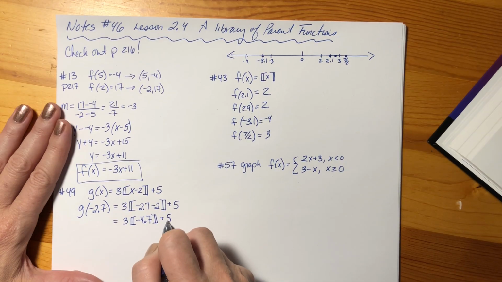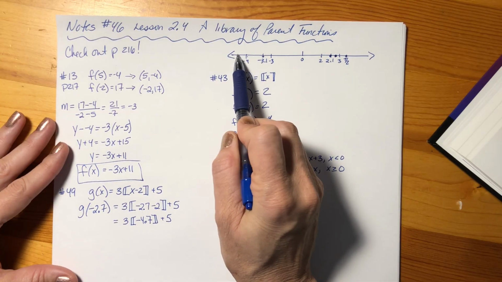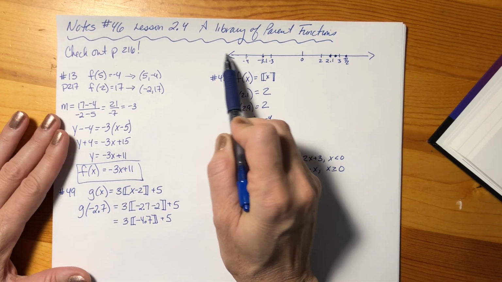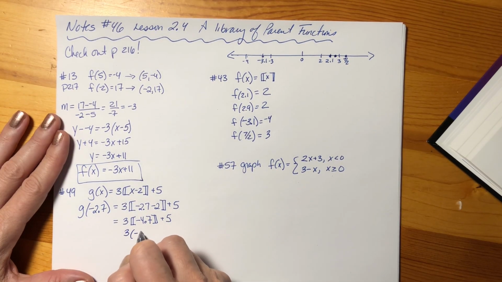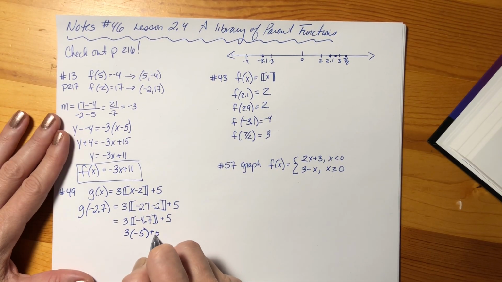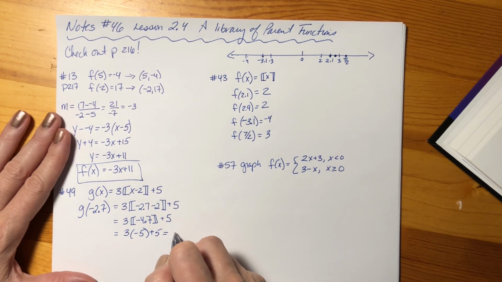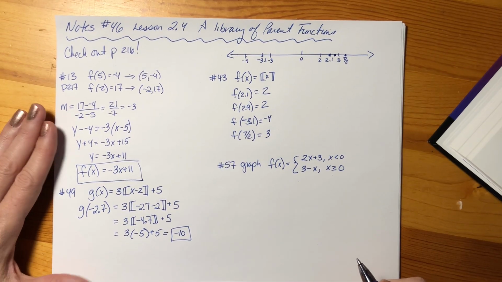All right. Now, I'm ready to use my greatest integer function. As I move along the number line, I'm at negative 4.7. What was the last integer I passed? So that would be negative 5. So it's 3 times negative 5 plus 5. So that's negative 15 plus 5. That gives me negative 10. Okay, so that's kind of fun, something new.